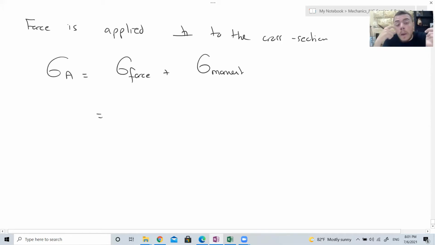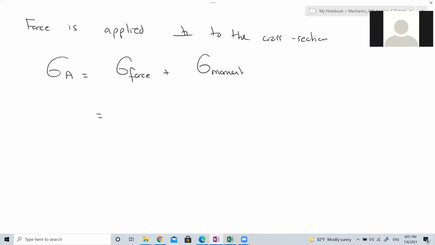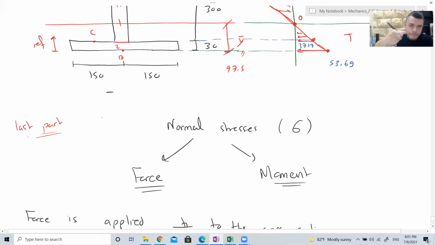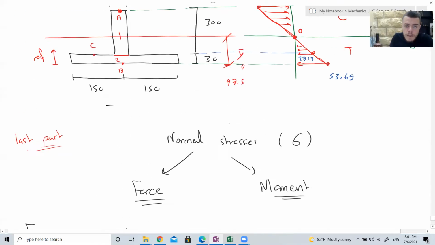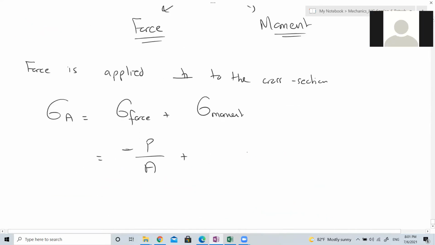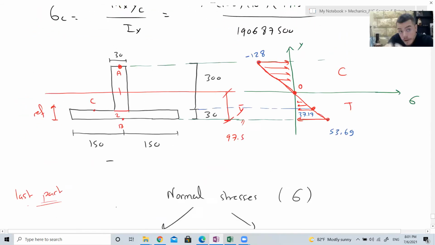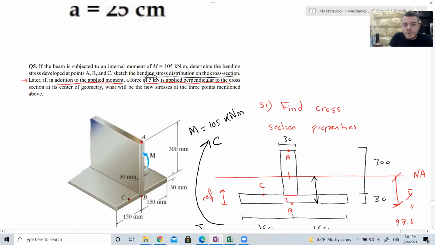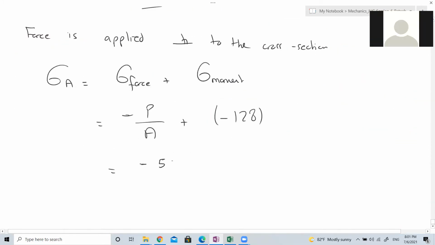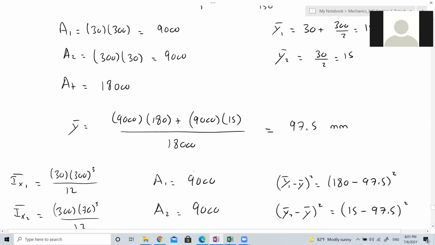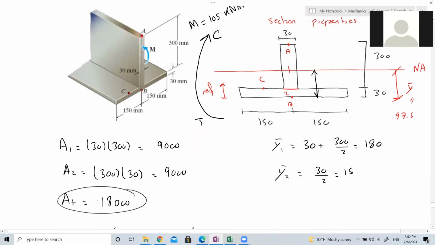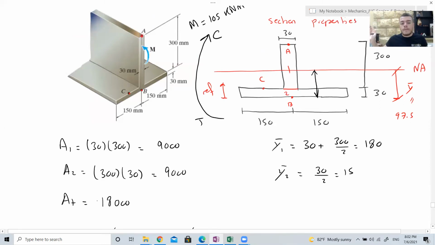What is sigma due to the force? P over A. Yes, it's P over A. But here, because the force is compressive, it's minus P over A plus sigma moment, which you got from here, minus 128. The force here is 5 kilonewton, convert it to newton, so minus 5000 over what area do I use? The area of the whole cross section, since the force acts on the whole area.